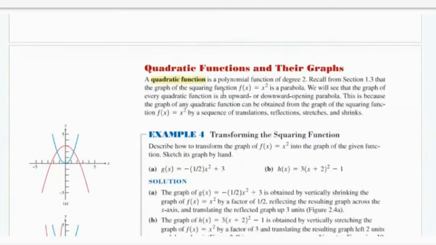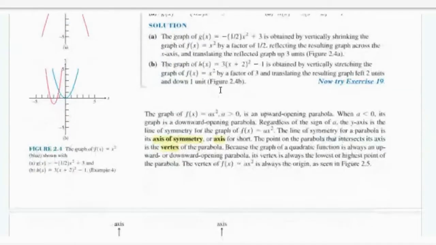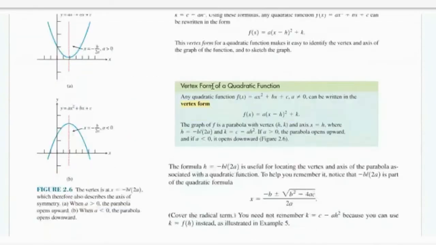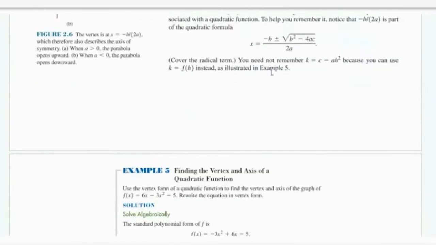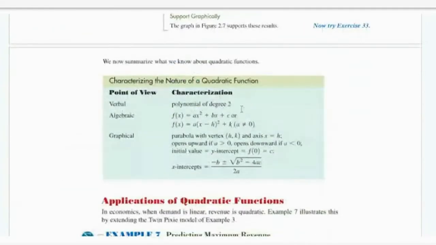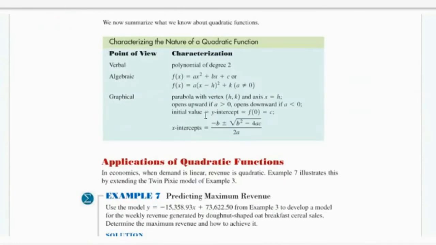So, all right, there is more detail down here. If you want to go through this, that'd be great to do. And it gives you more examples of what we just talked about. The vertex form goes through the quadratic formula, finding the vertex and axis of symmetry. And so characterizing the nature of a quadratic function, the polynomial degree 2. Here's what it looks like algebraically in either form, vertex or standard. When you graph it, the parabola has a vertex at (h, k). It opens upward if a is greater than 0, downward otherwise. So there's a nice summary for quadratics right here.